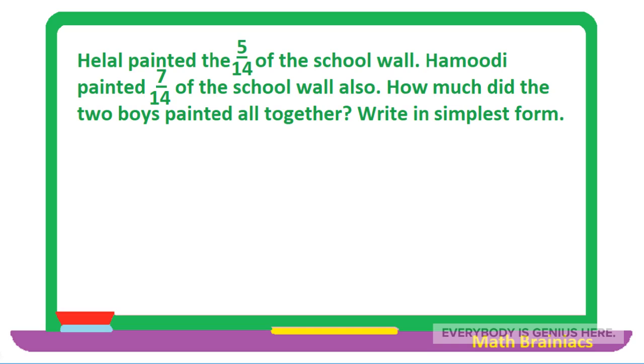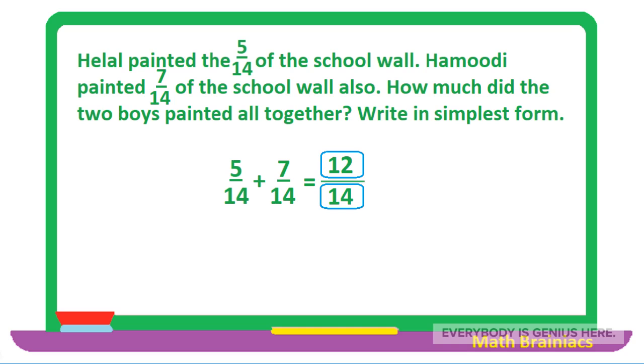Hilal painted 5 over 14 of the school wall. Hamudi painted 7 over 14 of the school wall also. How much did the two boys paint altogether? Write in simplest form. We are going to add 5 over 14 plus 7 over 14.